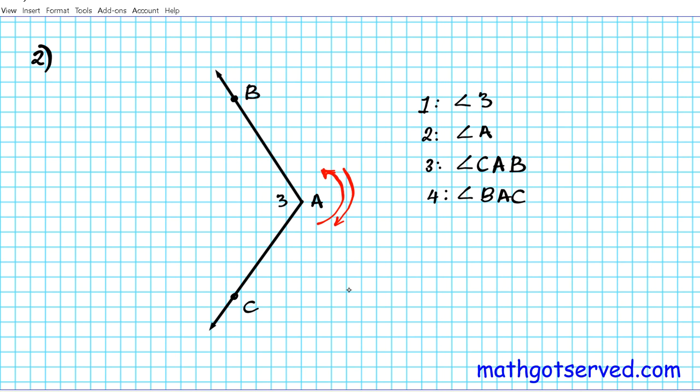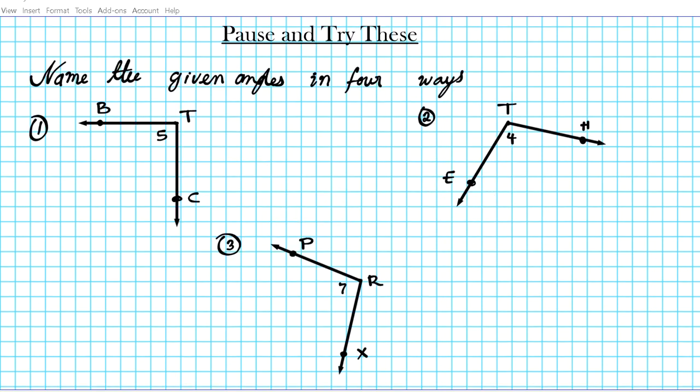Now it's your turn to do some practice. Alrighty, so these are the three practice problems that we'd like you to work on. The instructions are the same as the example that we just did. You're to name the given angles in four ways. So go ahead and pause this video presentation at this time and try out these three problems. When you're done, go ahead and click on the playback button, and then we're going to reveal what the correct answers are. Alrighty, welcome back.